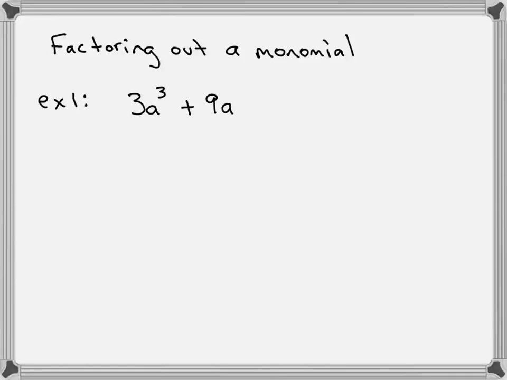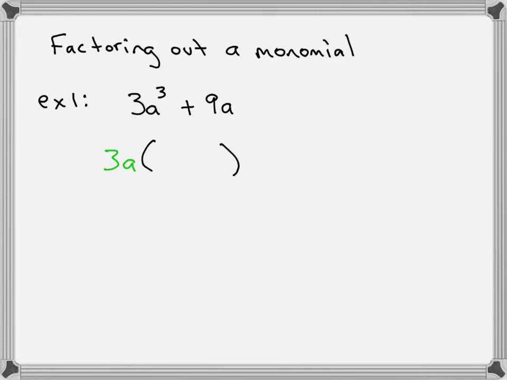In this video, we are going to talk about how to factor out a monomial from a polynomial. Here we are given the binomial 3a cubed plus 9a and asked to factor it. We need to identify our GCF, which we just talked about in the previous video. So in this, the two terms, we have a 3a cubed and a 9a. My GCF is going to be 3a, that I need to factor out.